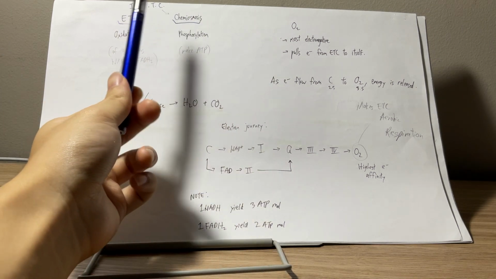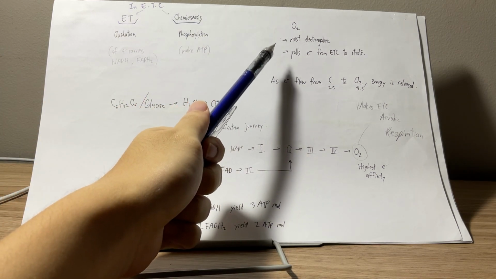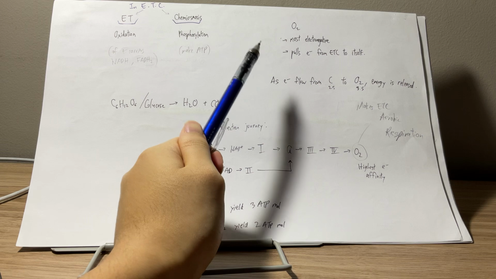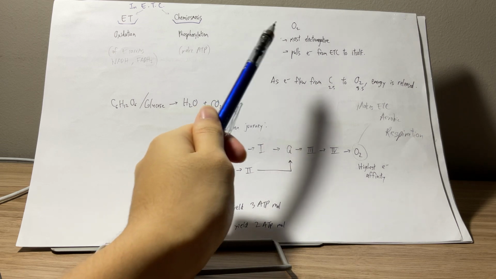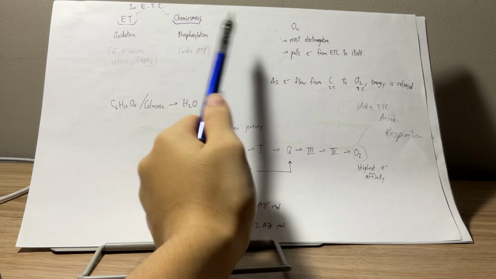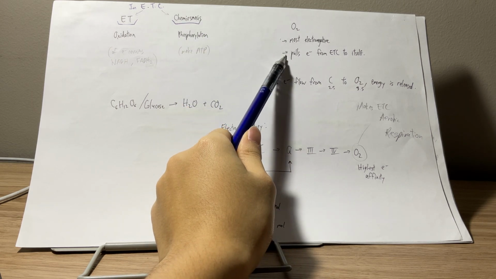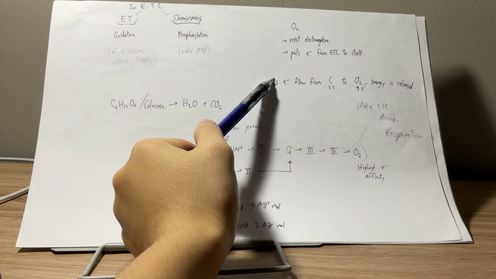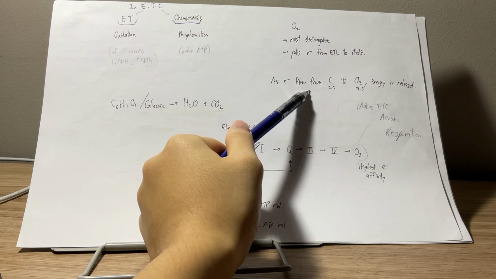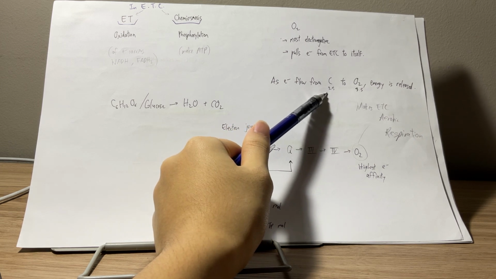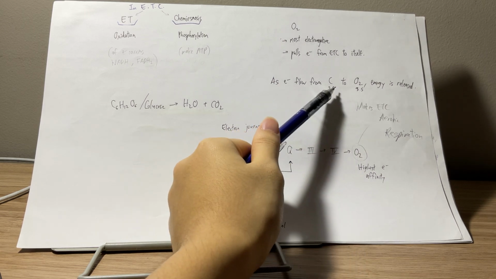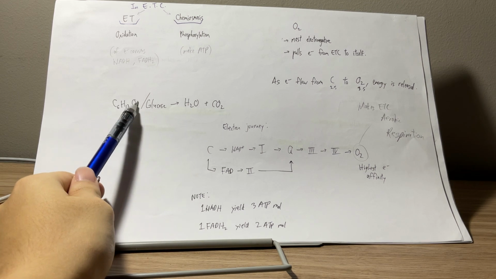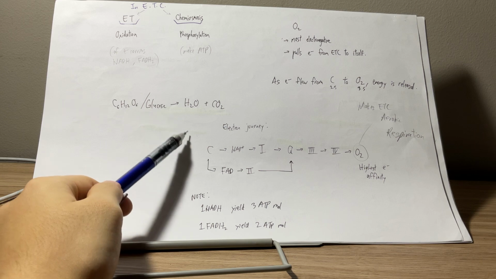Again, O2, there's a specific description for this. I can't recall. But you have to know that it's the most electronegative in the context of this lesson. And it pulls electrons from the ETC to itself. So as electrons flow from carbon to oxygen, energy is released. So this is glucose. Electron journey.